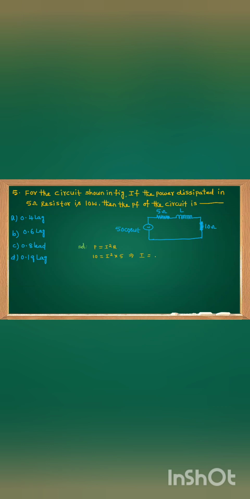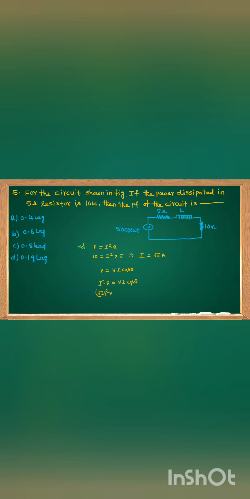From this, I equals root 2 amperes. If I equals root 2 amperes, we know that P equals VI cos theta. Here I calculated I as root 2. How much is the resistance? Now you have to take the total resistance. The condition is that power dissipated by the 5 ohm resistor is 10 watt.